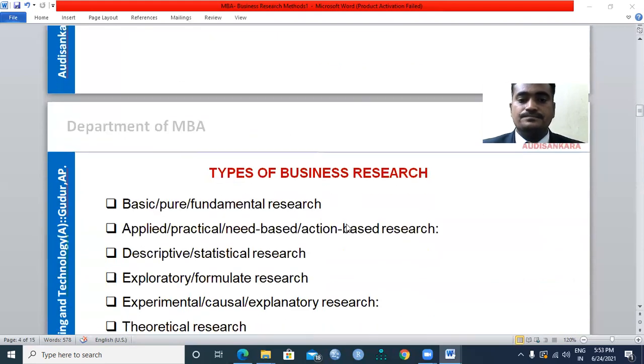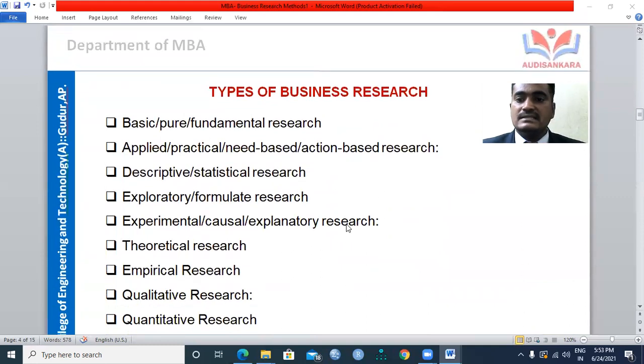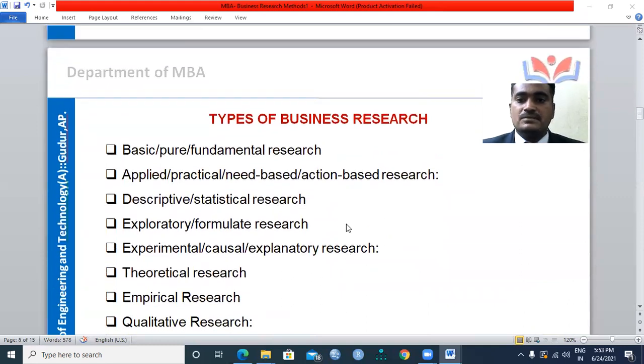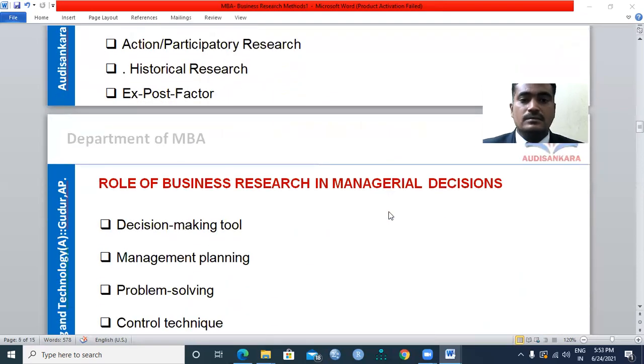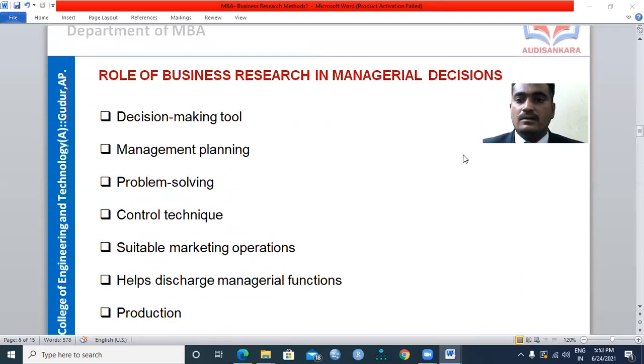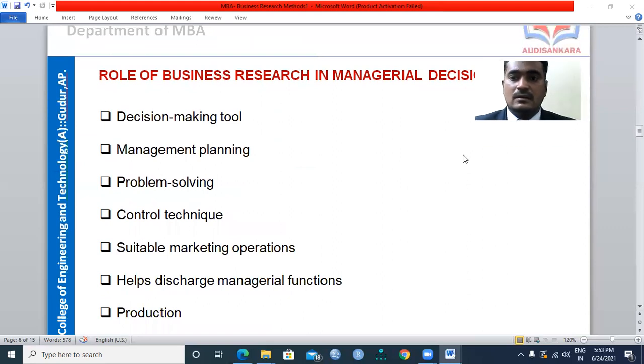Now, as we discussed earlier, what are the various types of business research? And now I'm going on to the next concept, that's what we call the role of business research in managerial decision.